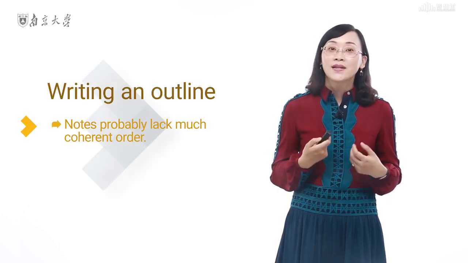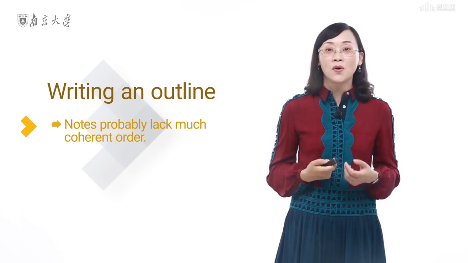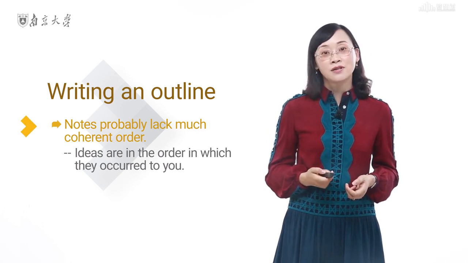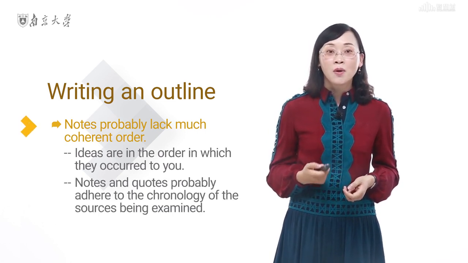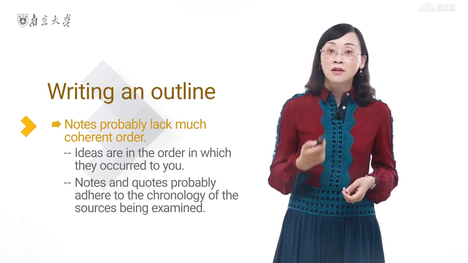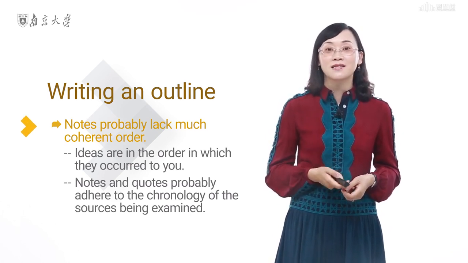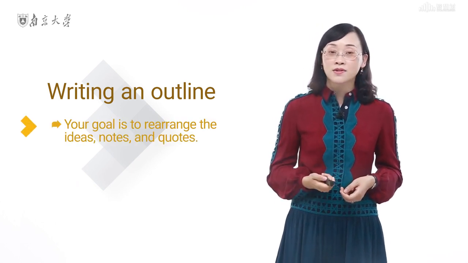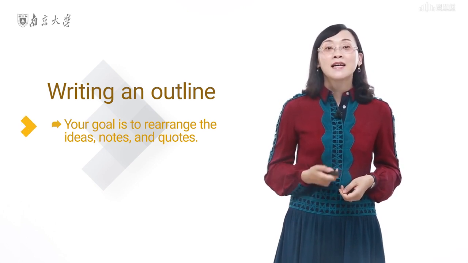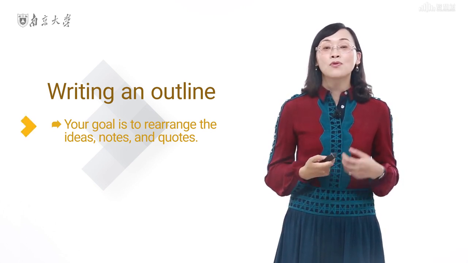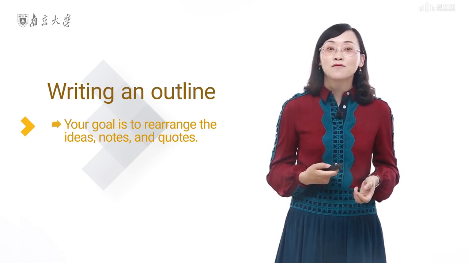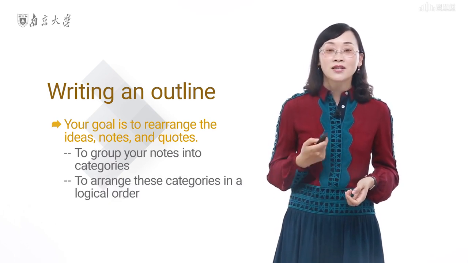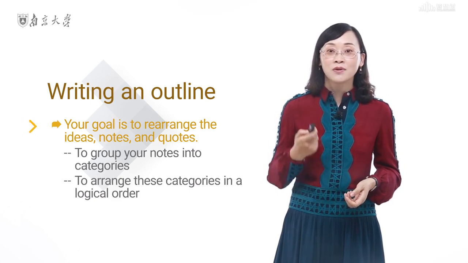At this point, your notes probably lack much coherent order. Most likely, your ideas are still in the order in which they occur to you. Your notes and possible quotes probably still adhere to the chronology of the sources you've examined. Your goal is to rearrange your ideas, notes, and quotes, the raw material of your paper, into an order that best supports your argument, not the arguments you've read in other people's works. To do this, you need to group your notes into categories and then arrange these categories in a logical order.